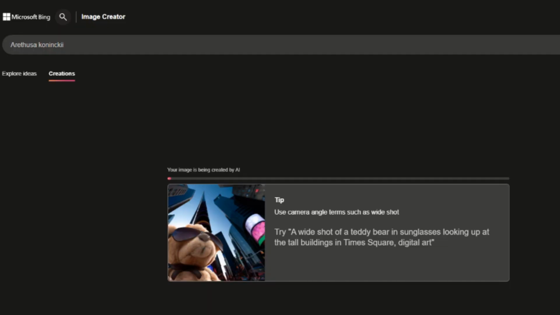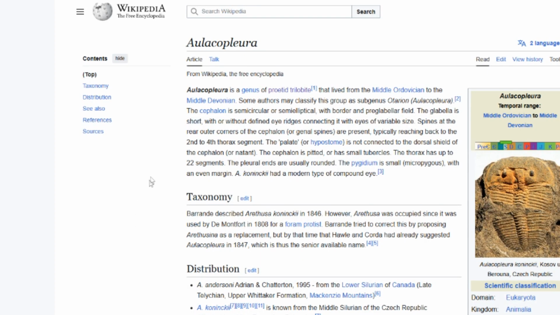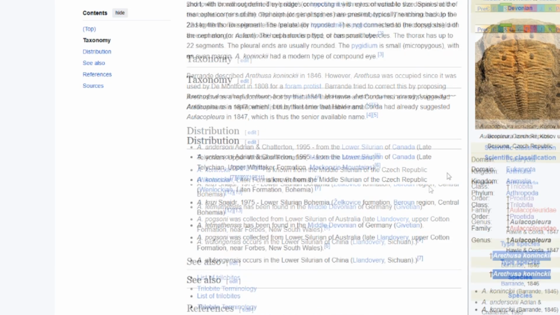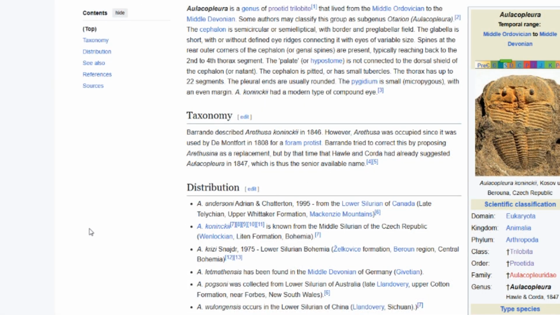Arethusa kaninki, which is probably something most of you don't know what that is, but it's a trilobite. There's a lot of trilobites. Very vague. That's not even good. It's a trilobite. Okay, look. Arethusa kaninki is a trilobite. Okay, it's a trilobite.